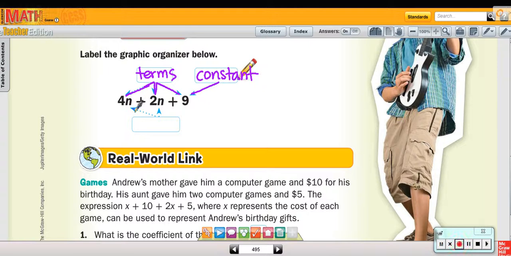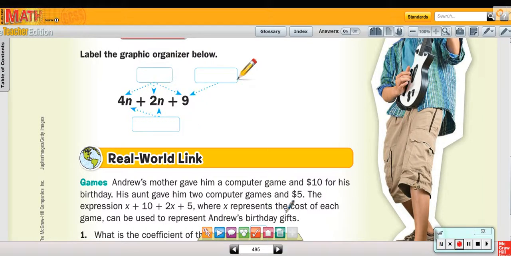And what about this one that's showing those two terms there? Brooke? Like terms. And yes, in that particular case, they also contain variables. And they both have coefficients, don't they? What's the coefficient in the first term? 4. What's the coefficient in the second term? 2. Does the 9 have a coefficient? No, because it's a constant.